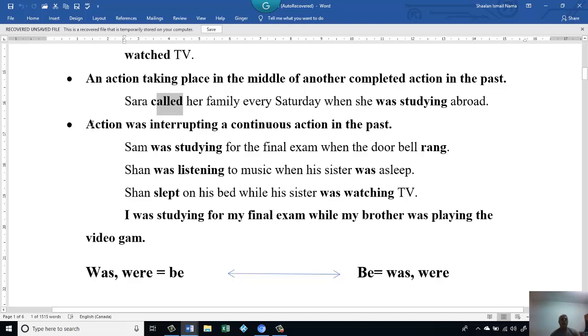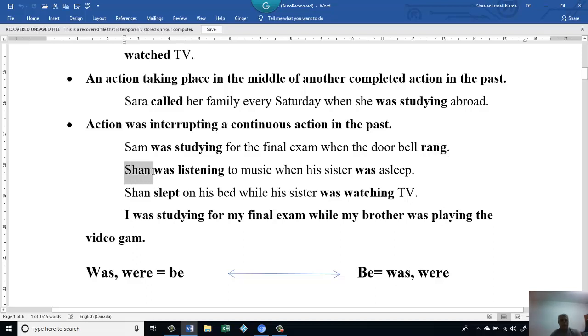Okay, let's continue. An action interrupting a continuous action in the past. For example, Sam was studying for the final exam when the doorbell rang. Here we have this action: Sam was studying. It means an action continued at a specific time in the past. Then the doorbell rang. It means only one time. This is also past, but this is a regular verb.